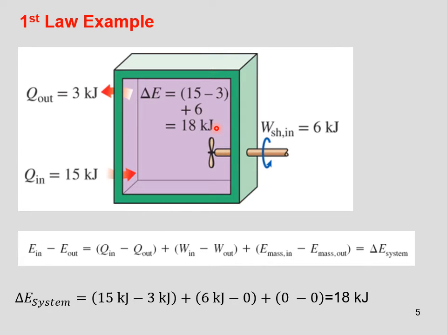So how much did the energy of our system change? Well, we can just plug it in our formula. The change in energy of the system is equal to the difference in the heat flow, 15 kilojoules minus 3 kilojoules, plus the difference in work. Well, there's 6 kilojoules being done on the system. The system doesn't do any work, so the work out is zero. There's no mass flow change, so both of those terms are zero. So if you add these terms up, you get 18 kilojoules. That's how much the energy of the system has changed.